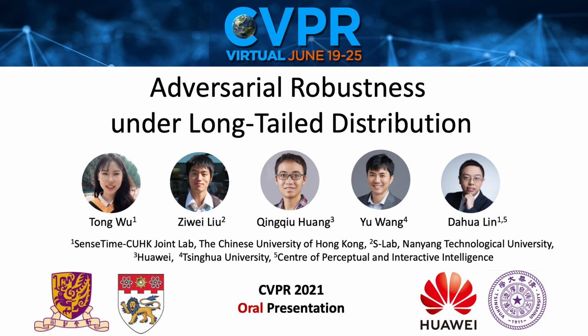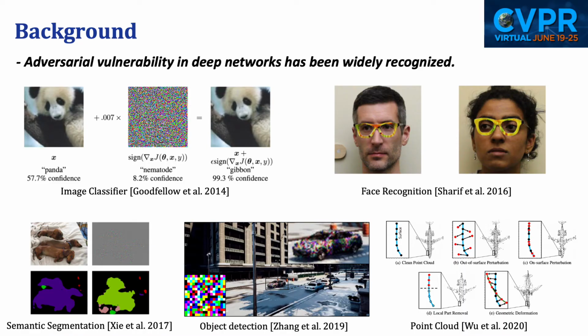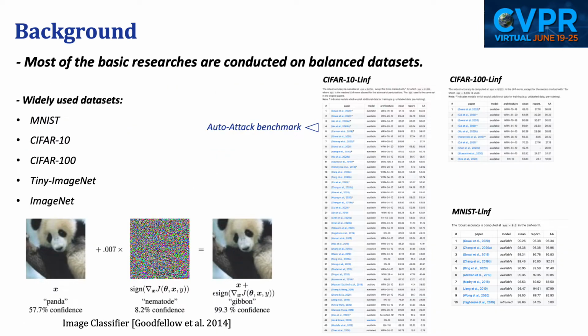Hi, today we're presenting to you our recent work on adversarial robustness under long-tailed distribution. Deep neural networks are usually found vulnerable to minor adversarial perturbations. This problem has been widely recognized and extensively studied in recent years.